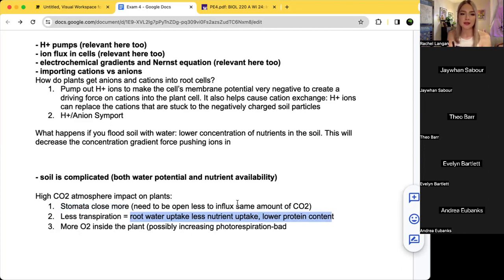And then as a side effect, by closing the stomata, you got more oxygen inside the plant, which caused increased photorespiration. And you could even argue, if you don't have enough nutrients to make proteins, proteins are really important for photosynthesis in general. And that could also be a reason why photosynthesis would decrease. But yeah, that was that study that he talked about at the end.